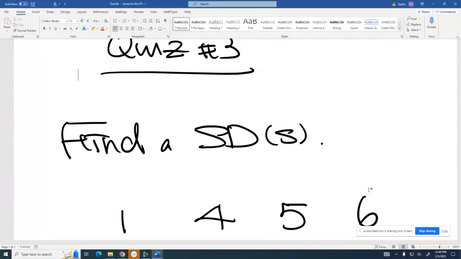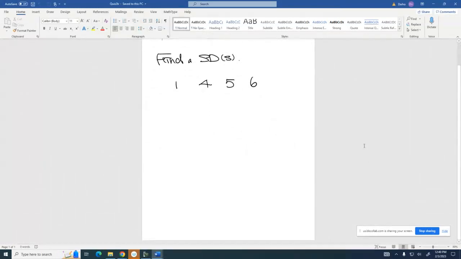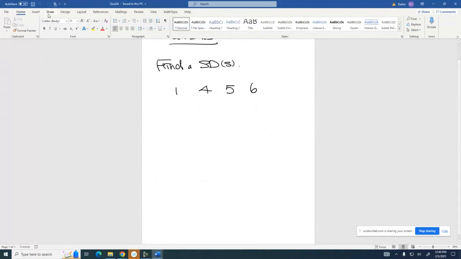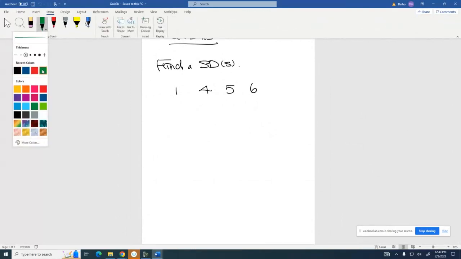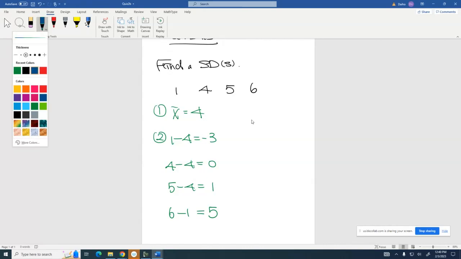Everybody got yours? Anybody who took the mean? Four? Thank you. Then 1 minus 4 will be negative 3. 4 minus 4 will be 0. 5 minus 4 will be 1. 6 minus 4 will be 2. Then we take the square.